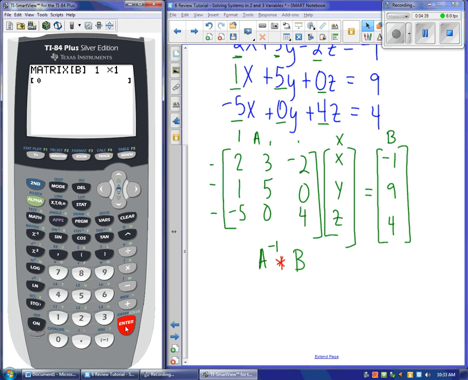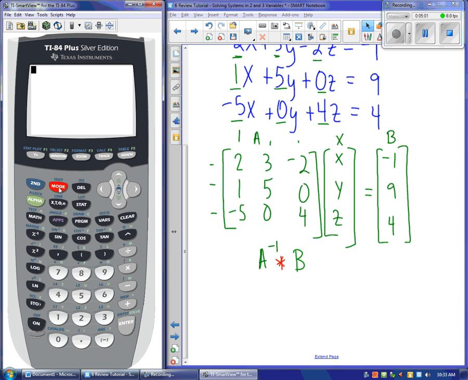I also have to identify the dimensions. Well, there are 3 rows and only 1 column. And notice again that my numbers go down just like they're supposed to. Now I can enter the values of my solution matrix. Once I'm done, I'm going to hit second quit, so I'm back at my home screen.